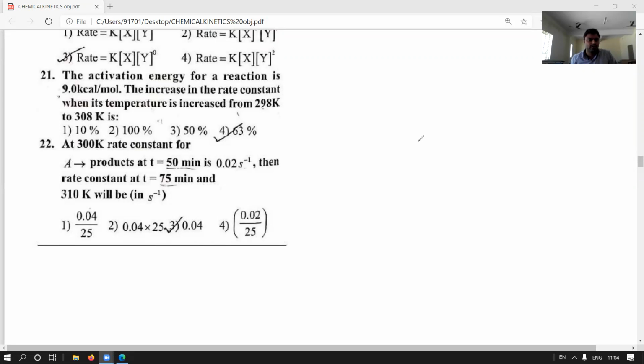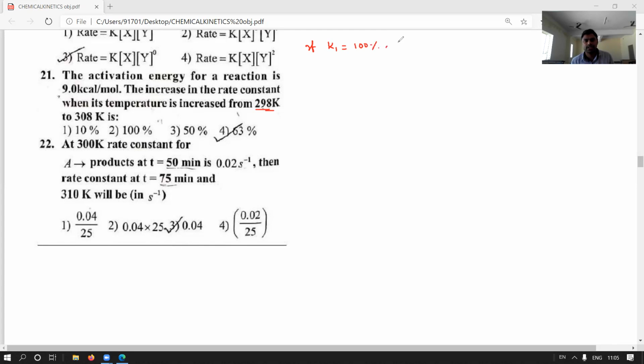The activation energy of a reaction is 9 kilocalories per mole. How much does the rate constant increase when the temperature is increased from 298 kelvins to 308 kelvins? That means the temperature is increased by 10 degrees, then how much percentage of rate constant value will increase. See, for this case, if K1 is equal to the rate constant, K1 is equal to 100 percentage.